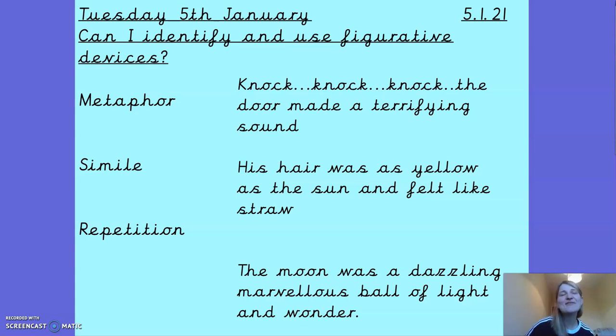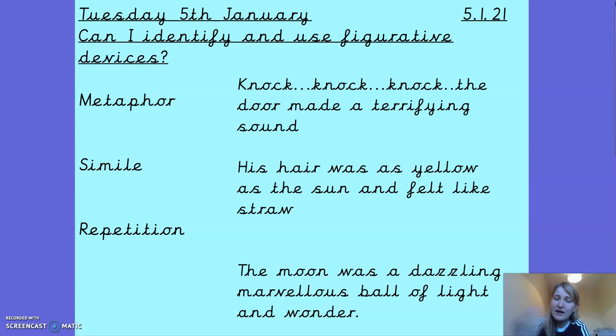Okay, so for English this week, we are going to continue our work that we started yesterday on The Highwayman by Alfred Noyes. Yesterday we spent lots of time exploring the poem, thinking about what it actually meant, and then looking closely at those unfamiliar words to think about their meanings too.